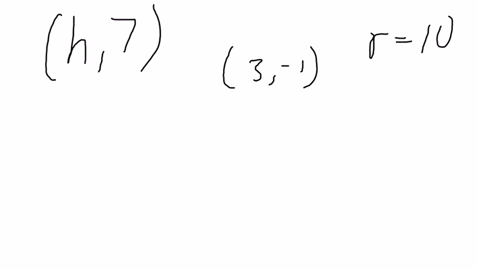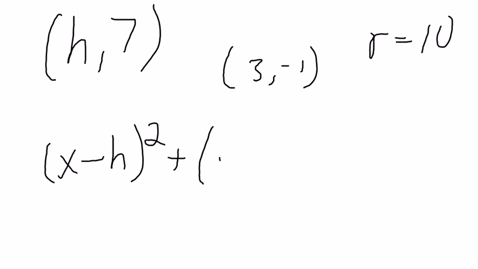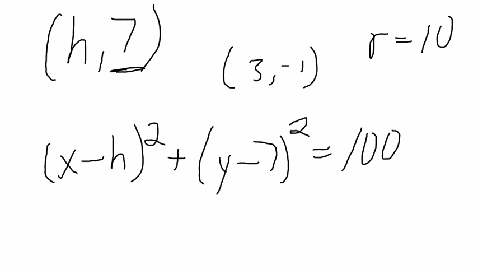What I would do is just write out the equation with the information you have. You don't know what x is, so you just leave it as h. For y, you do have the y coordinate of the center, so we put minus 7. Remember, it's y minus k, so it has to be negative 7. And we know the radius is 10, so r squared is 100.